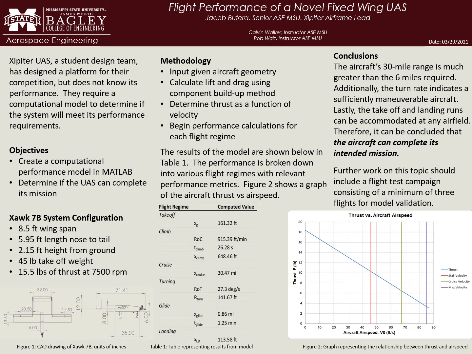First is takeoff. The aircraft is computed to have a ground run of 161 feet. During climb, the aircraft is expected to have a rate of climb of 915 feet per minute, a time to climb of 26 seconds, and a ground distance covered during the climb of 648 feet. The cruise range, assuming a 70% throttle setting, is predicted to be 30.5 miles.